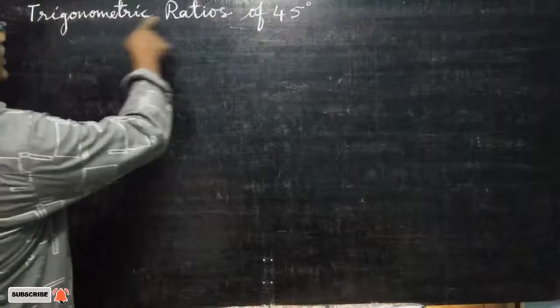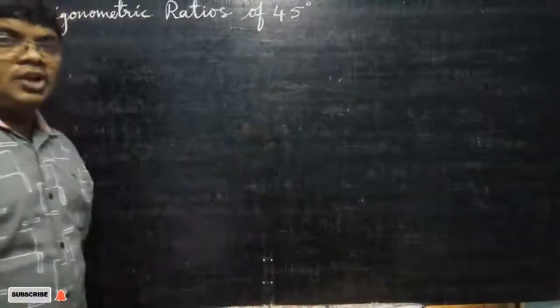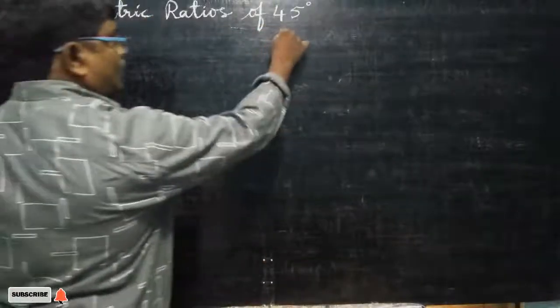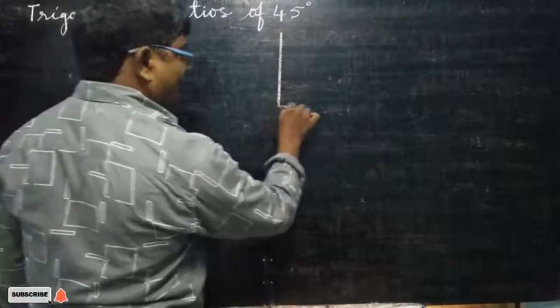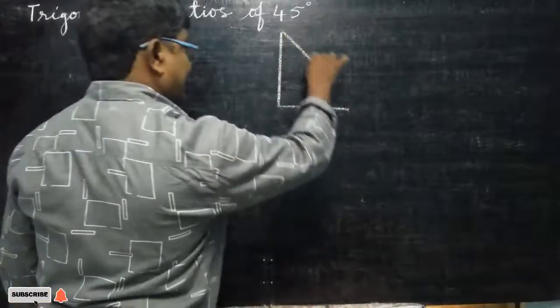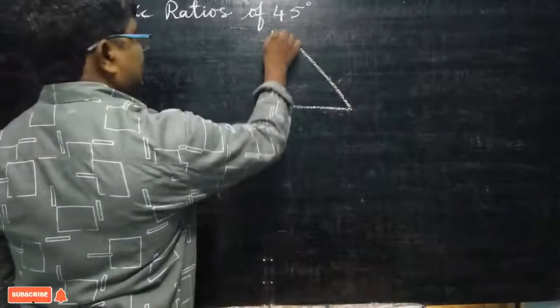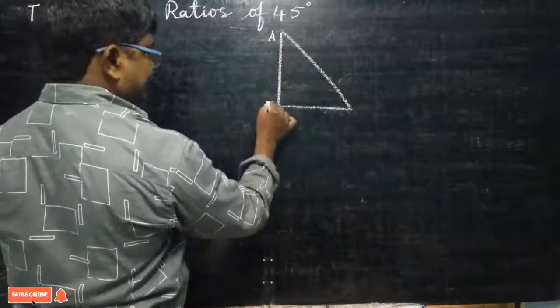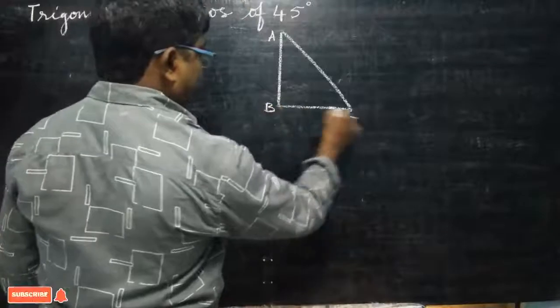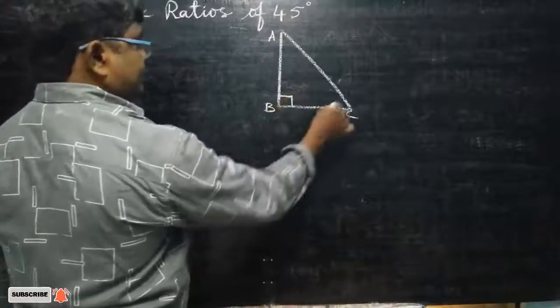Today we are going to learn trigonometric ratios of 45 degrees. Draw a right angle isosceles triangle. Right angle isosceles triangle.